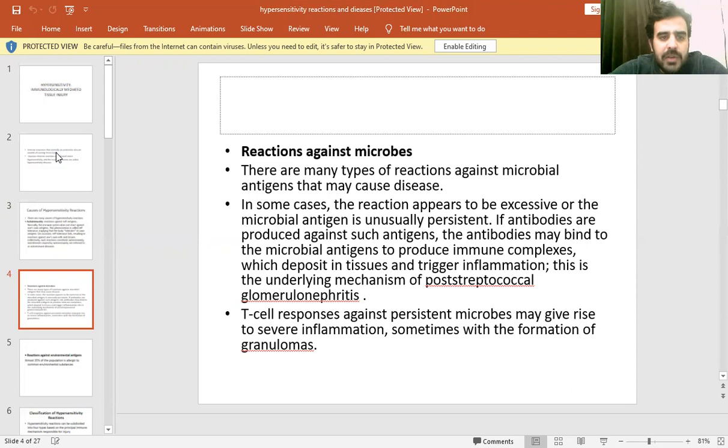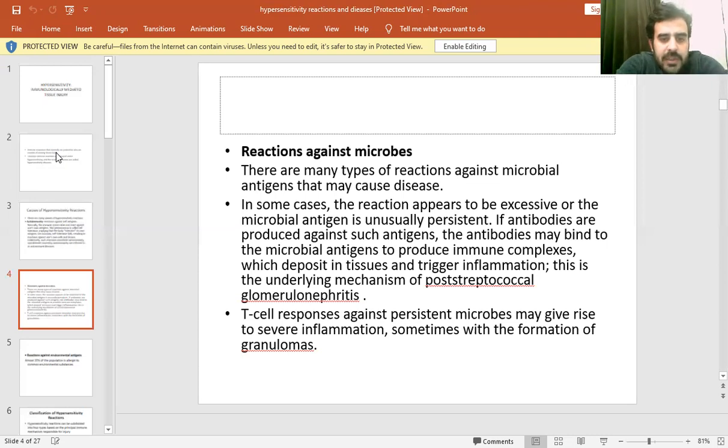Reactions against microbes or microorganisms. There are many types of reactions against microbial organisms or antigens that cause diseases. In some cases, the reactions appear to be excessive or the microbial antigen is unusually persistent. If antibodies are produced against such an antigen, the antibody will bind to the microbial antigen and form immune complexes, which later deposit in tissue and trigger inflammation. This is how it causes injury to the tissue where the immune complexes are deposited. This is also the mechanism of post-streptococcal glomerulonephritis, which occurs after a streptococcal infection.